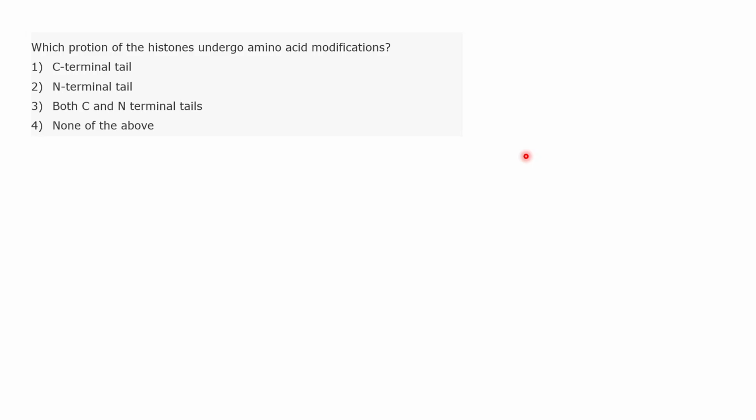There are several modifications that happen within a histone tail, right? So amino acid modification takes place. Some of them are acetylation, phosphorylation, etc. At a certain portion of the histones, this modification takes place, and it can lead to either activation or repression of certain activities, including transcription. So at which end of the histones does this amino acid modification take place?